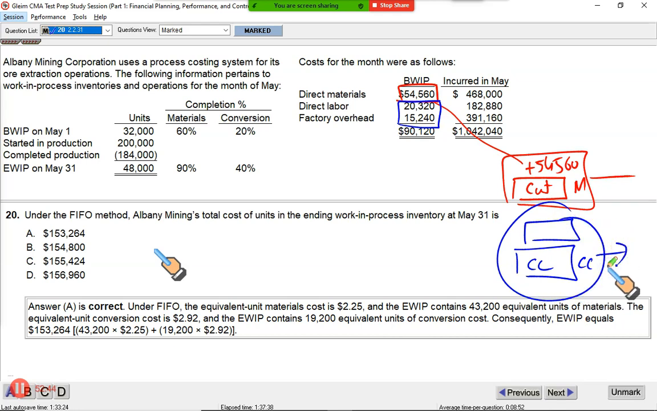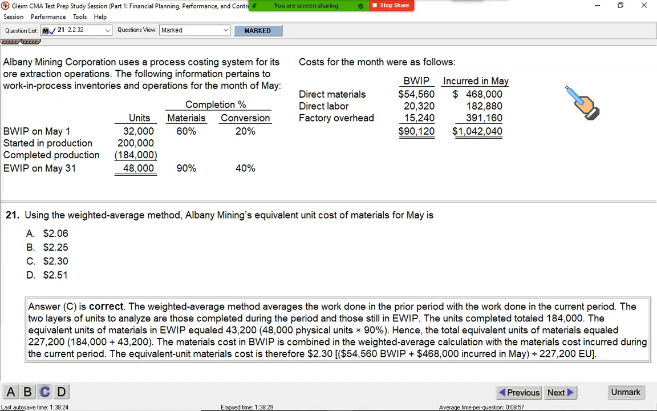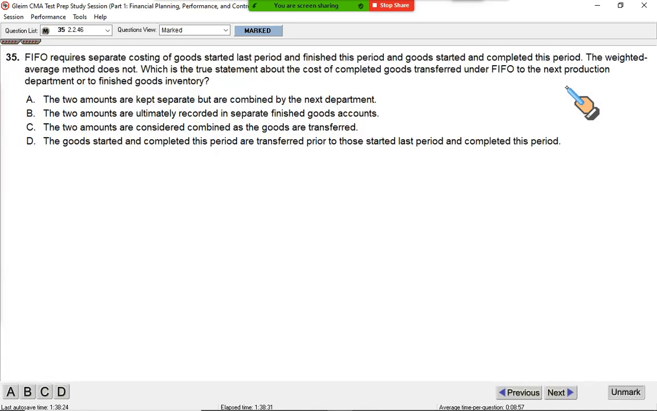So it's not that FIFO ignores the previous period material and conversion cost. FIFO considers only current cost for rate calculations, for valuation. But when the goods are transferred, the previous period costs are added and then transferred out. This is nicely explained in the question that is coming after this. We have done all these parts here.